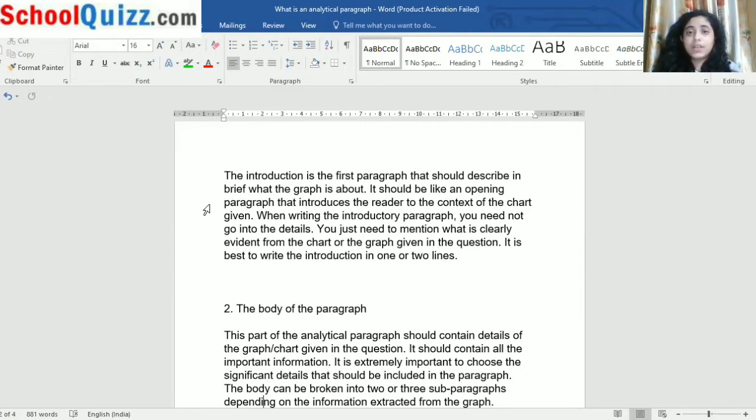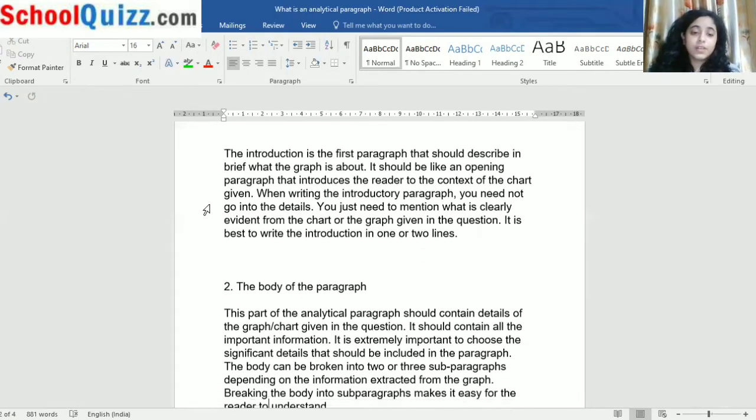Whatever chart is given, it introduces that. When writing the introductory paragraph, you need not go into details. You just need to mention what is clearly evident from the chart or the graph given in the question. You have to see what the chart is about, whatever graph is given in the question. It is best to write the introduction in 1 or 2 lines. 1 or 2 is a little less, you can increase it to 3 or 4. That is enough.